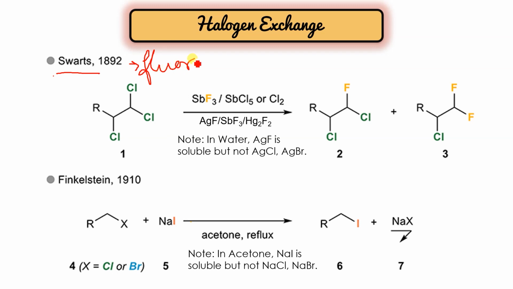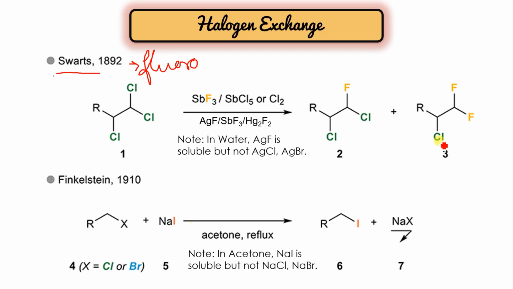If you want the fluoro compound, exchange of chlorine and bromine can be done with inorganic reagents like SbF3, AgF, Hg2F2. So instead of this chlorine, fluorine will be attached. Like this is the product. If I'm using two chlorines over two F, first one chlorine is substituted by fluorine, and next, if you use one more, the third one will also be substituted.